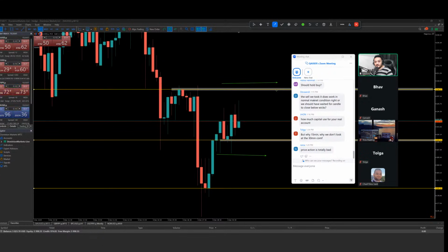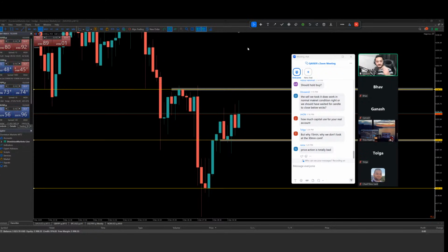That's it. Don't try to trade this zone. It's a no trade zone. Price action is totally bad. Yeah, no one can make profits in these kinds of scenarios.